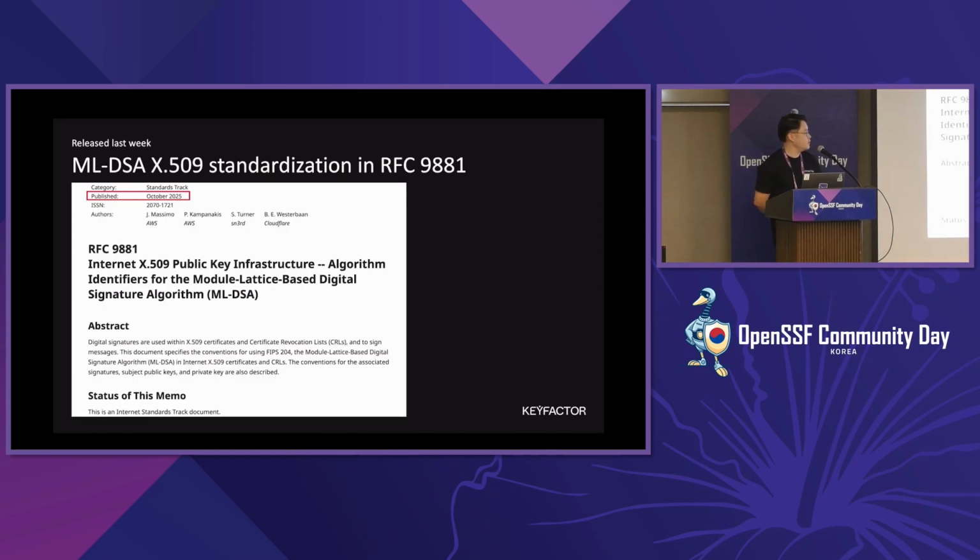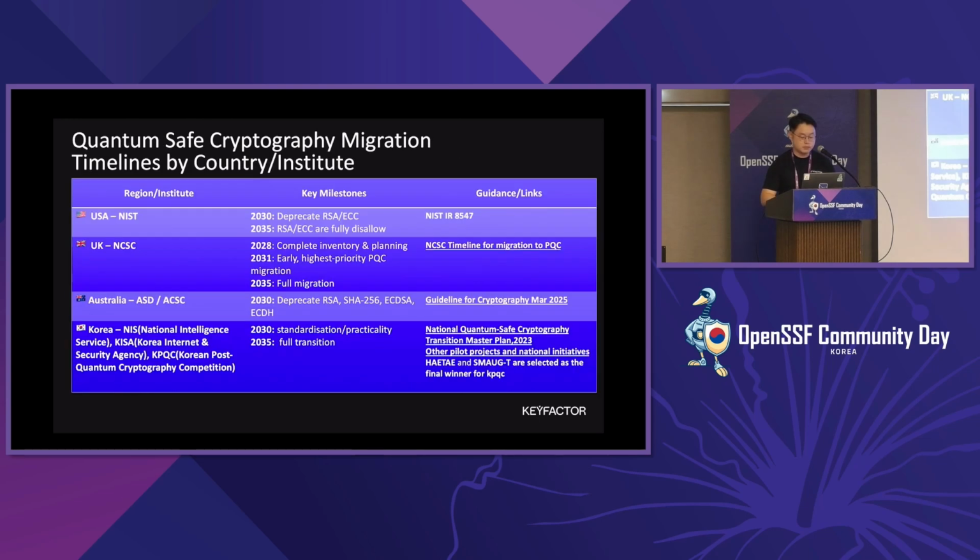I highlighted in the red box on these slides that last week we had the new ML-DSA X.509 certificate standardization in RFC 9881, which gives us more future-proofing and standardization from an RFC perspective, and gives more confidence about the migration. So yeah, it's good news.